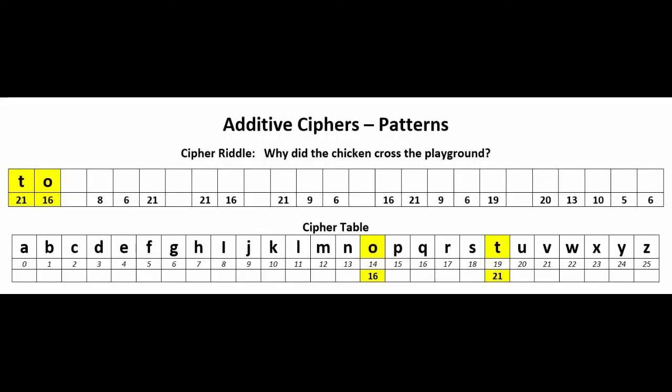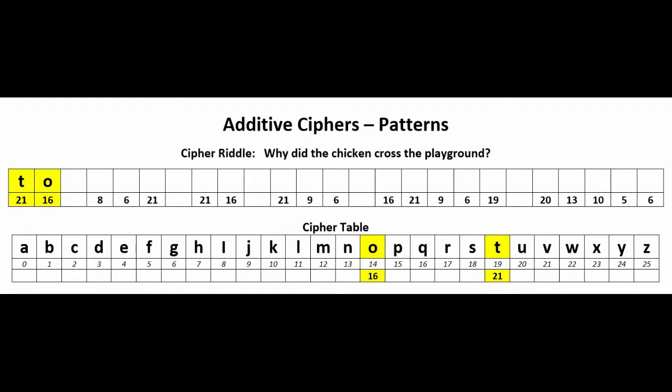Next, we will look at a riddle. Here we see an additive cipher, which starts with a riddle. Why did the chicken cross the playground? The answer is coded with letters you need to discover and numbers underneath them. Below that is our cipher table. The beginning word, the word to, T-O, has been completed for us, and the numbers underneath the letters are 21 and 16, and they correspond to the letters T and O, which you will see filled in the cipher table below. The first thing that I'd like you to look at is the riddle itself.